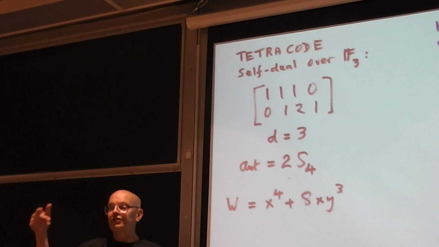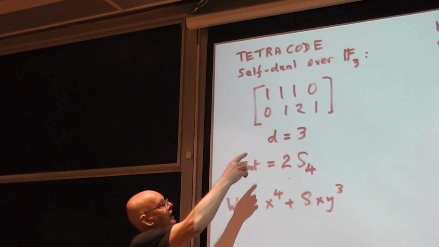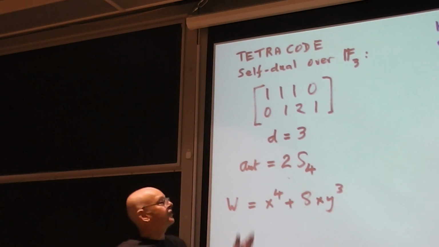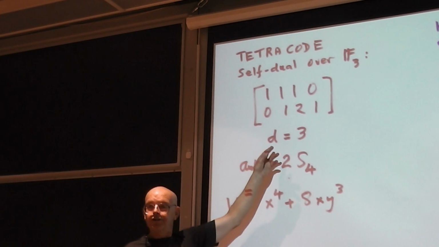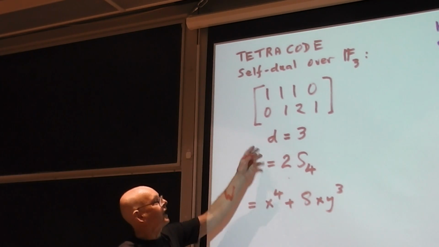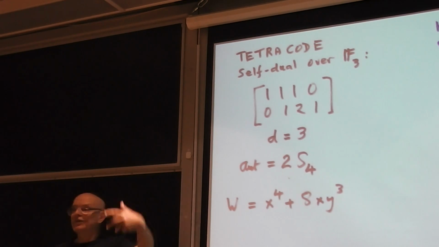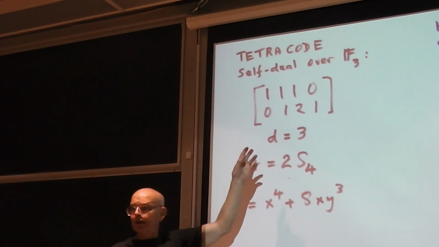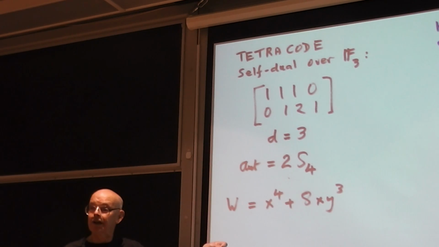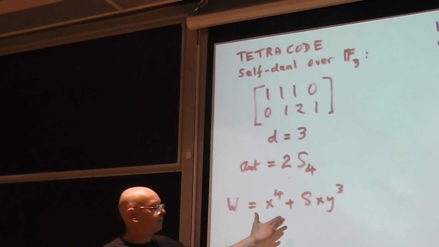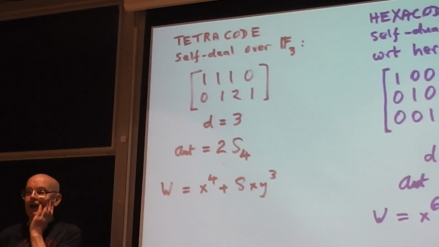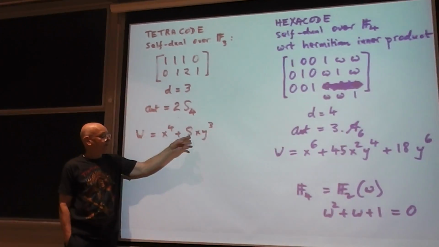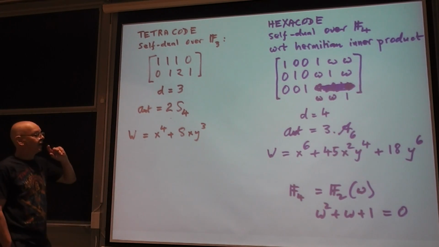1 plus 1 plus 1 is 0 mod 3. And you want something perpendicular to that. Well, how about 0, 1, 2, 1? I could have taken 0, 1, 2, 2, but 0, 1, 2, 1 is sort of nicer. So those 2 vectors of length 4 over the field of 3 elements generate the Tetra Code. It's got minimum distance 3, it's a single error correcting code, minimal Hamming distance 3. And the weight enumerator is x to the 4th plus 8 x y cubed. It's got 9 code words in total, right? 3 squared, and the 0 code word and 8 code words of Hamming weight 3.